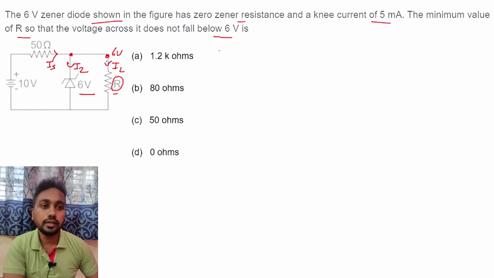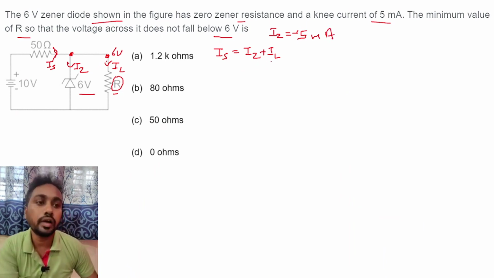We can apply KCL: total incoming current equals total outgoing current. Here IS is incoming and IZ and IL are outgoing. So IS equals IZ plus IL. We know the IZ value, the knee current: IZ equals 5 milliampere, as given in the question. But we don't know the IS value and IL value.